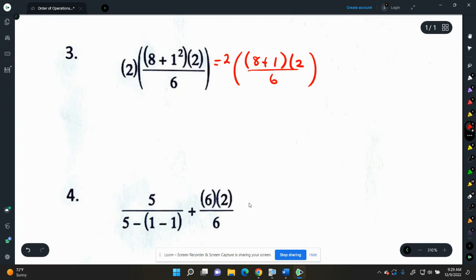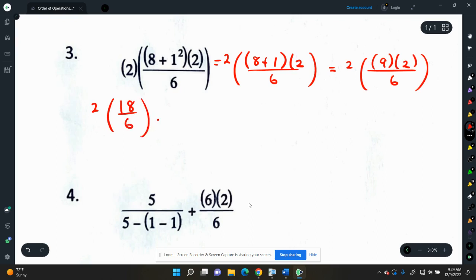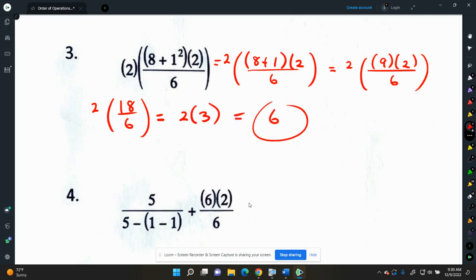Okay, and we're going to continue working inside those parentheses. So we've got 2, and then 8 plus 1 is 9. Times 2 divided by 6. And then we've got 9 times 2, which is 18, divided by 6. 18 divided by 6 is 3. 2 times 3 is 6. Okay?